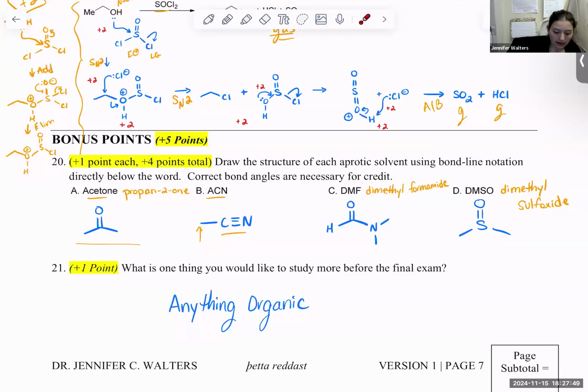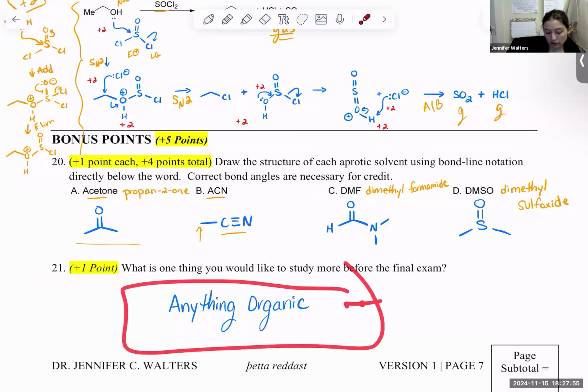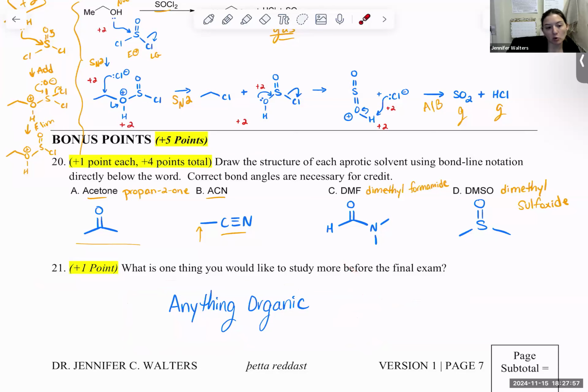And then for 21, as long as you listed anything that related to organic chemistry, you receive that point. So yeah. Any questions about 20 or 21? Any questions at all about anything now that we've gone through the exam?